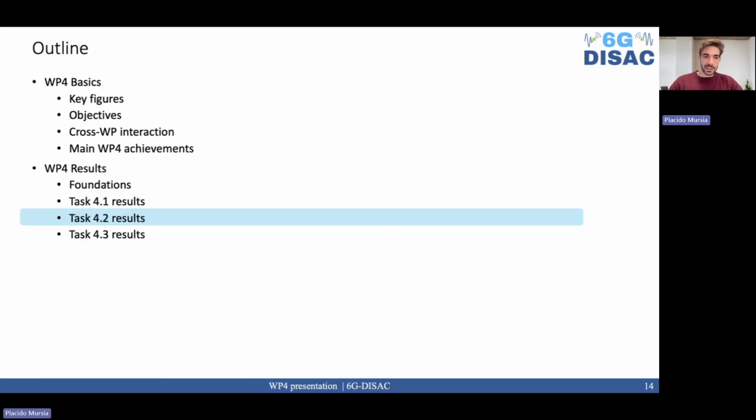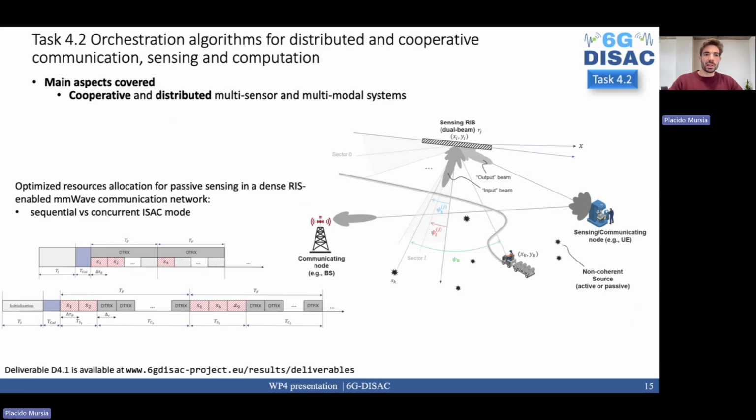In the second task, the main results include cooperative and distributed multi-sensor and multimodal systems. Here we detail a specific example of optimized resource allocation for passive sensing in a dense RIS-enabled millimeter wave environment. So as you can see on the right-hand side, we have a system that is designed to provide sensing of a passive target that is not connected to the network with the aid of a sensing dual beam RIS.